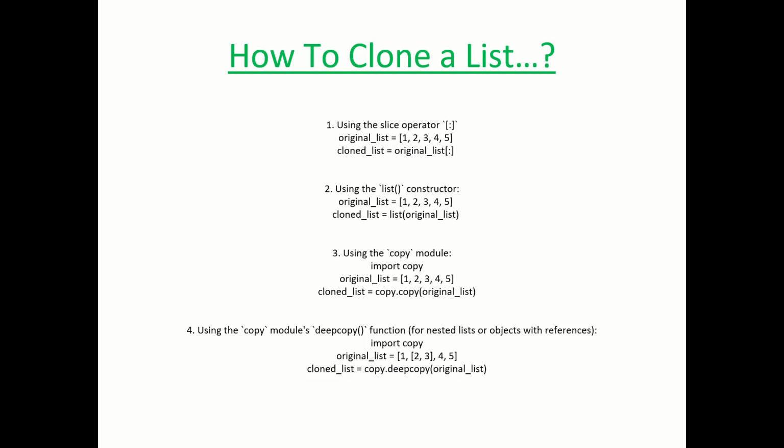All these methods create a new list with the same elements as the original list. However, we should be cautious when working with nested lists, as a shallow copy may still have references to the same object. So the better preference is to use the deepcopy function from the copy module to ensure a completely independent copy.